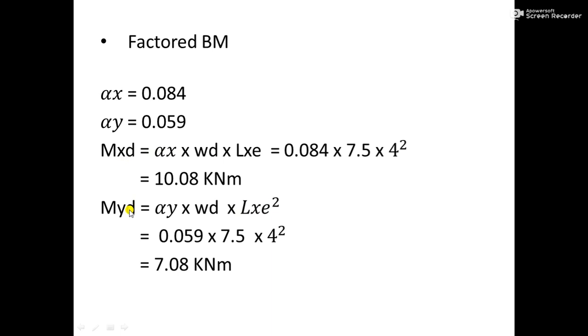While calculating moment along y direction, only the coefficients change, that is alpha x and alpha y. The factored load is the same, only you have to consider the span along x direction, that is lx square, that is lx effective along x direction. So the total moment along x direction is 10.08 kNm and along y direction 7.08 kNm.